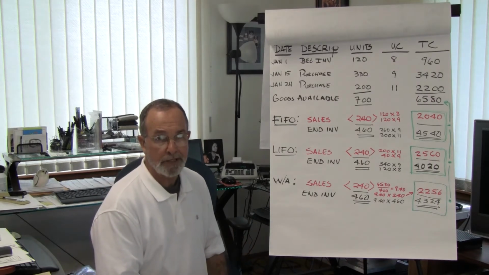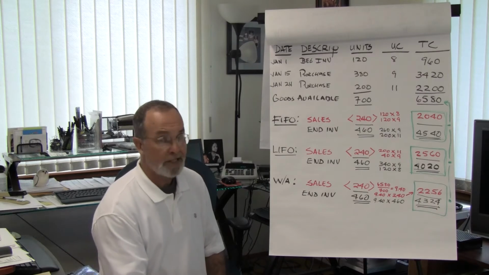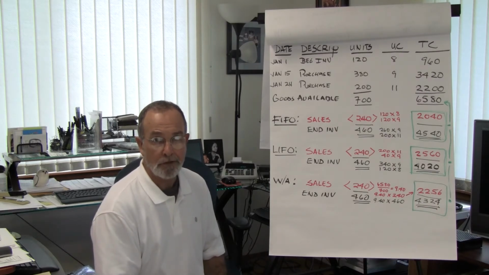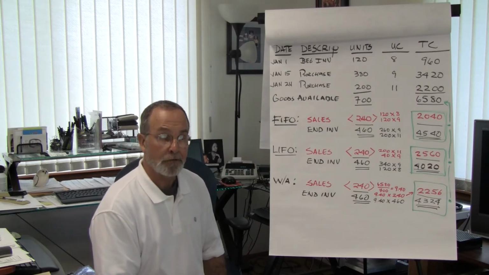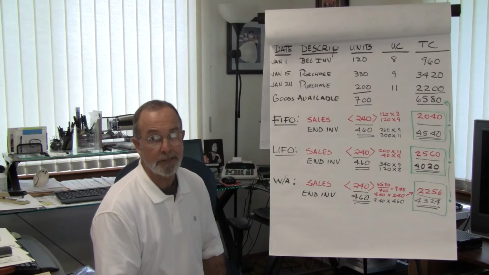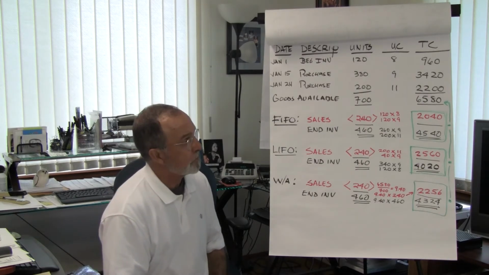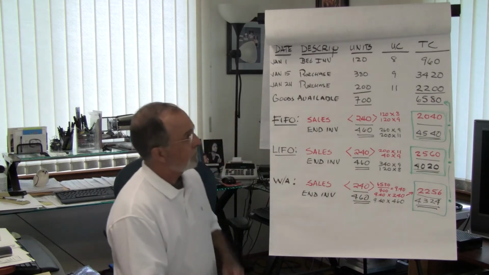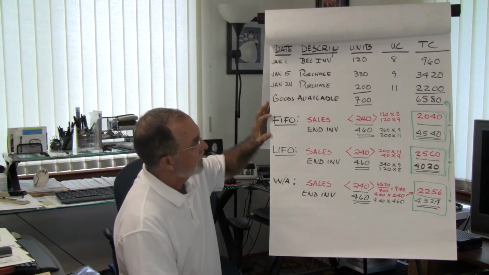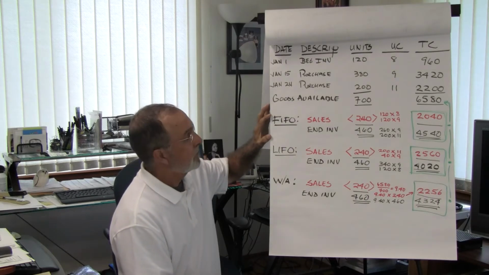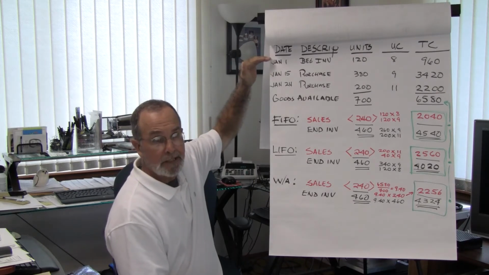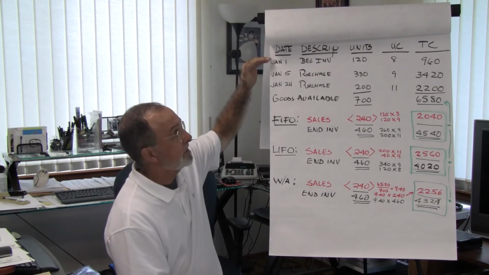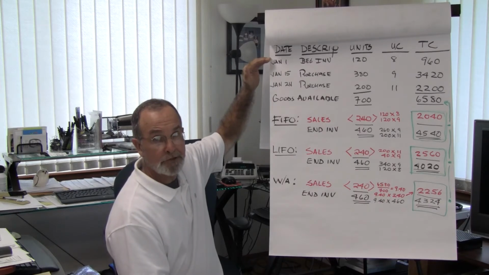Another thing to keep in mind is that to make a change in your cost flow assumption, you need to get approval from the IRS. So that's something that companies and accountants need to keep in mind. Anyway, here we go. The first cost flow assumption applied is FIFO, first in, first out, which basically means the earliest inventory on hand or purchased is assumed the first sold.